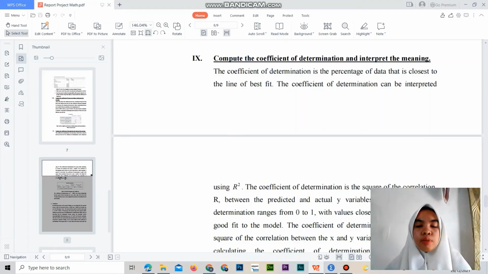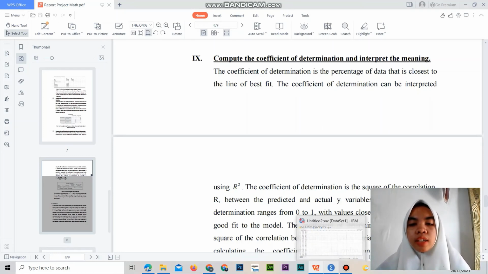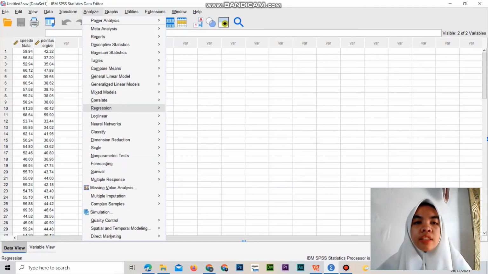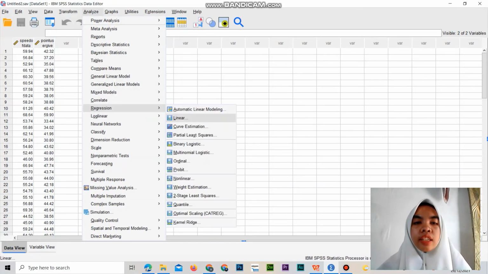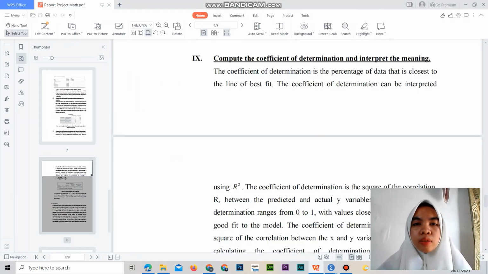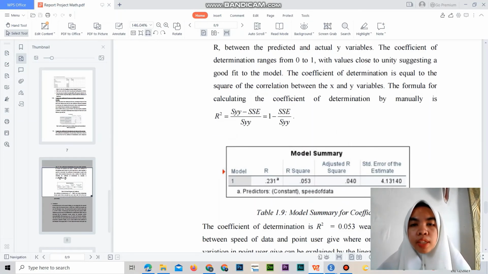Thank you. For the next one, I will present how to compute the coefficient of determination and interpret the meaning. To get this, we also go to Analyze, Regression, and Linear. For this one, we get the model summary.